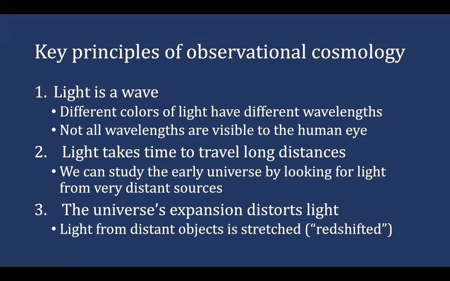And we call this effect redshifting. So light from these distant objects is stretched. And this occurs for any color, any wavelength of light. It doesn't even have to be visible light. We expect that light from distant objects is going to appear to us at a longer wavelength than it was emitted.